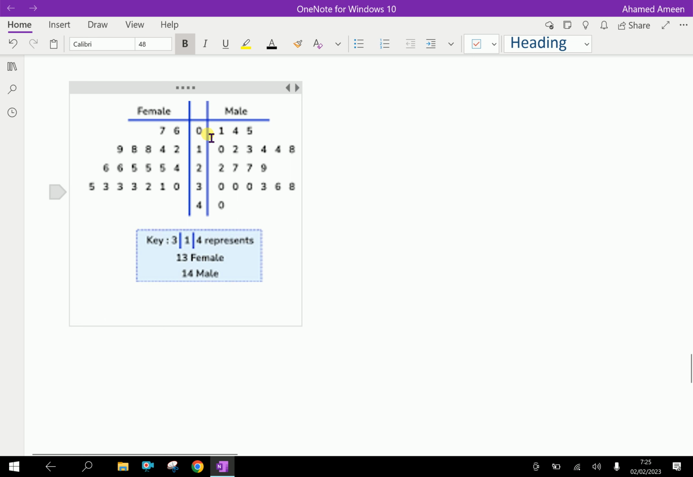For female you have to look this way. That means the stem is 0, this is 6, 7. And then it's 12, 14, 18, 18, that is 1 and 8 is 18. 1 and 9 is 19. Like here 30, 31, 32. It is a more appropriate display for male and female distribution in a single diagram. That is a single stem, two leaves.